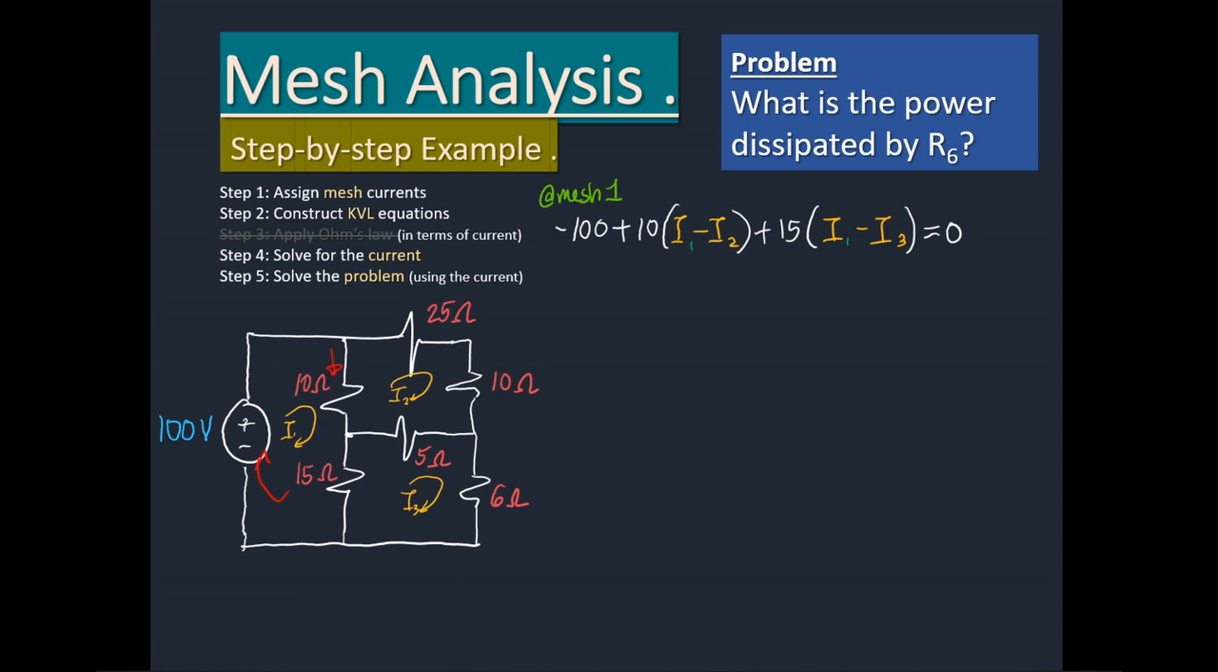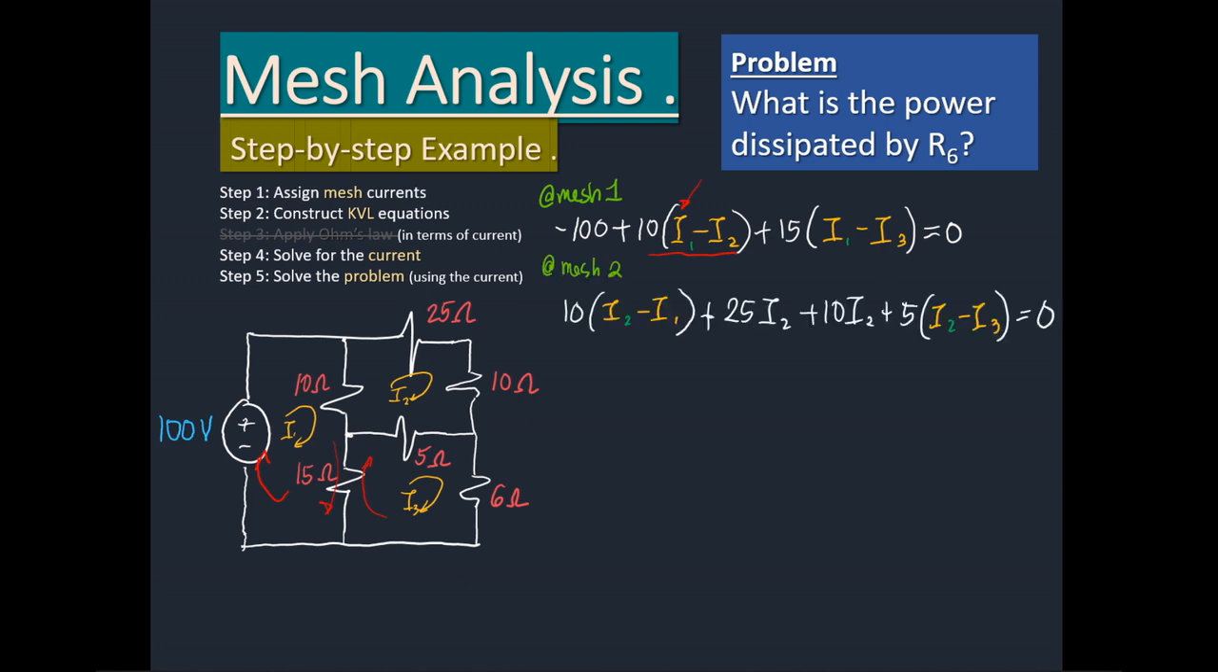Now observe that in this branch, I2 is also entering. Therefore, you need to subtract I2 because I2 is against I1 in this case. So we have 10 times I1 minus I2. Always remember that I1 is the reference, so it's always positive. The same is true for 15 ohms. The current I1 enters here, and I3 enters here. Therefore, I3 is negative and I1 is positive. That's our first equation.